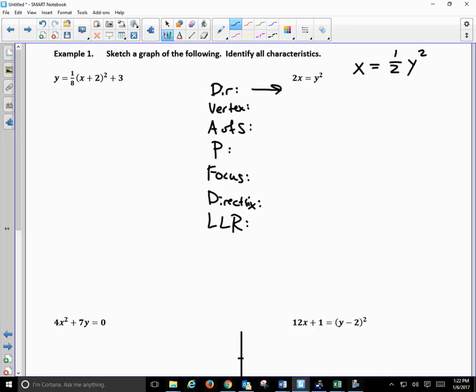Anybody confused about how we came up with that? X equals means that it's going to be horizontal, whereas y equals means it's going to be vertical. Once we determine horizontal, positive is right, negative is left. Good question. Vertex. This one was shifted left 2, up 3. Is this one shifted at all? So what's the vertex? 0, 0.